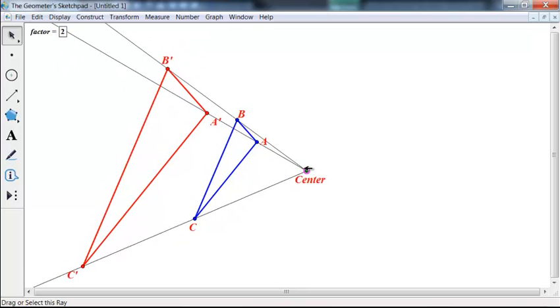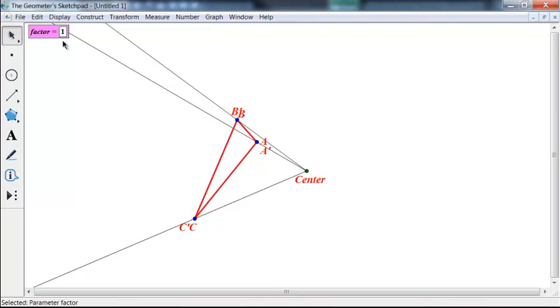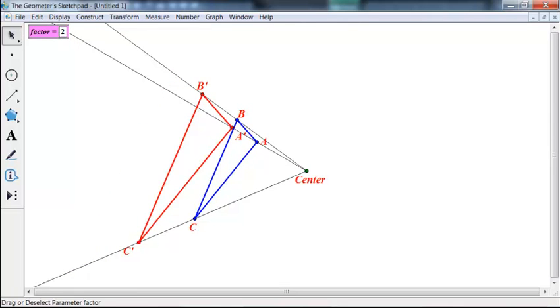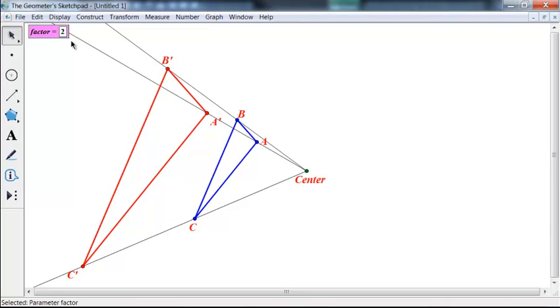Well, what does the scale factor have to do with anything? What if I make the scale factor 1? Oh, that's the identity transformation. Let's put it back to 2. What if I make it in between, 1.5? Oh, interesting. Or let's go back to 2. Maybe I better show some more digits here.